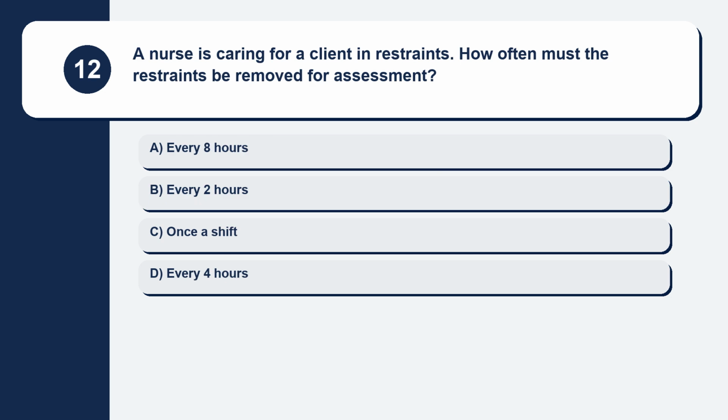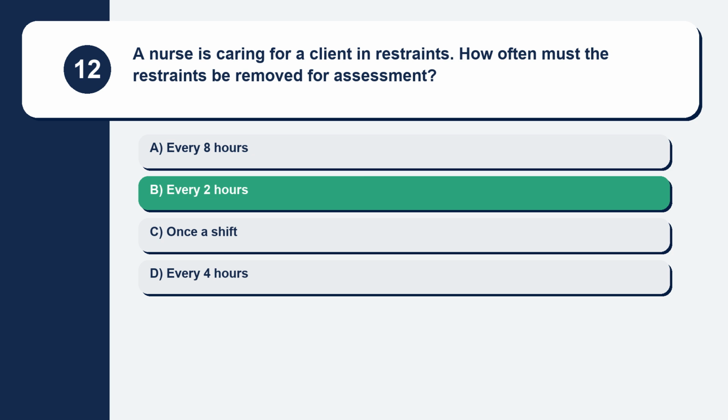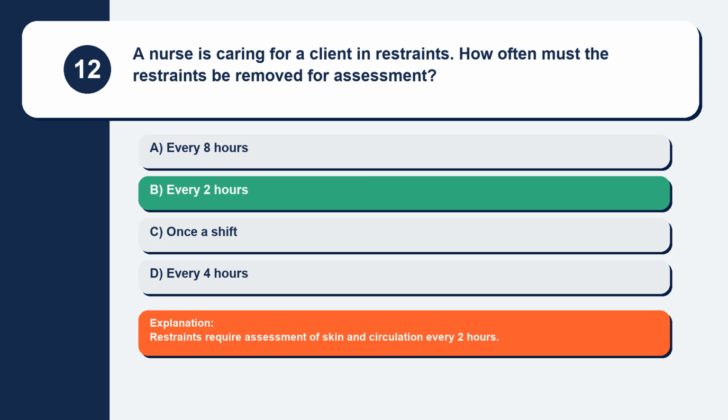Question 12. A nurse is caring for a client in restraints. How often must the restraints be removed for assessment? Every 8 hours. Every 2 hours. Once a shift. Every 4 hours. Restraints require assessment of skin and circulation every 2 hours.